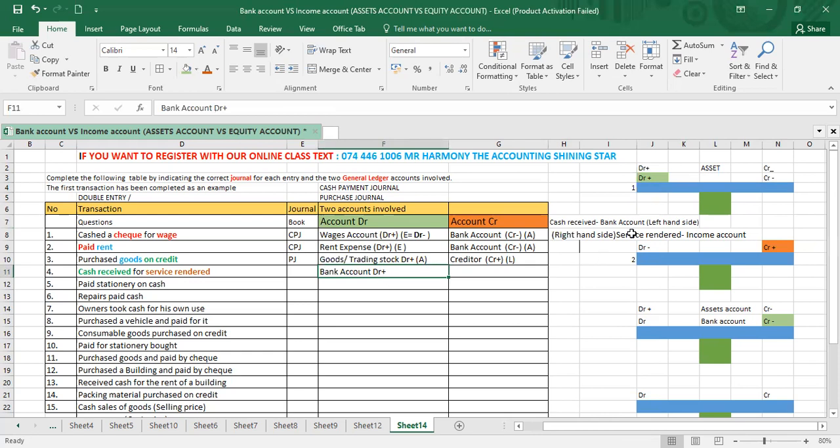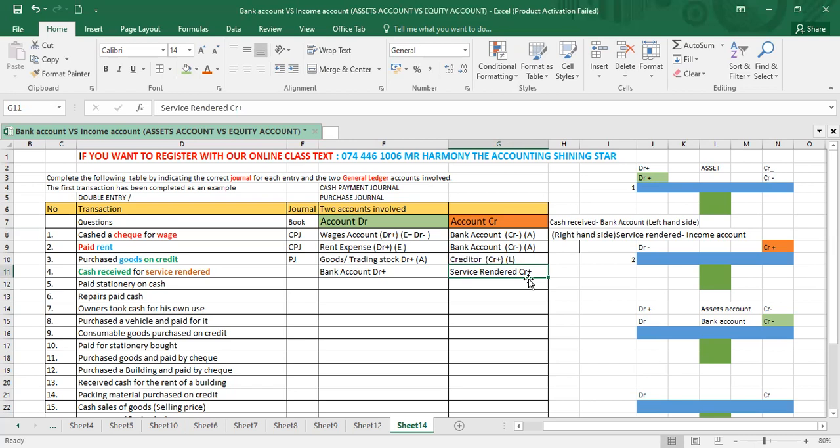So service rendered, can you see it has affected our income account. Right, so it means that the income account is going to be the credit account, because that is the account that we're gonna credit, service rendered. So service rendered is the same as the income account. It's the same thing. It's gonna be credited. So can you see now, student? Every time when you receive money in your bank account, another account also has to increase. When the bank account increases on the debit side, the service account or the income account will also increase on the credit side.